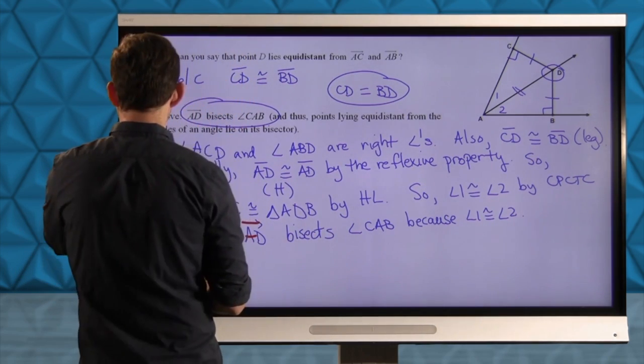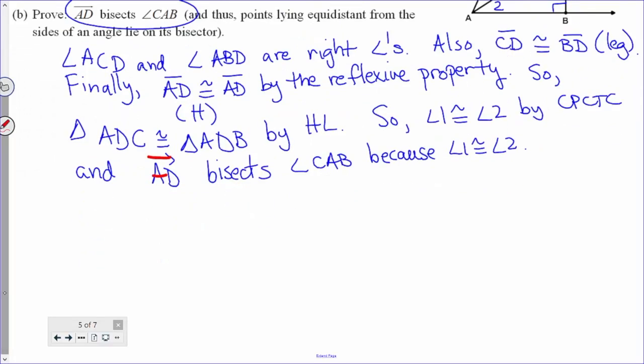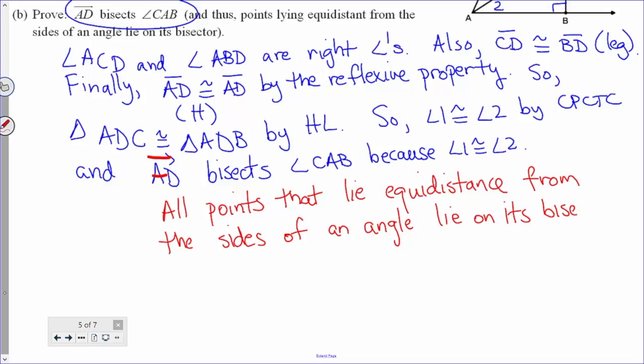All right? And again, this gives us a very important result from geometry, which now maybe I'll actually go to red on purpose. All right, let me kind of summarize this. All points that lie equidistant from the sides of an angle lie on its bisector.